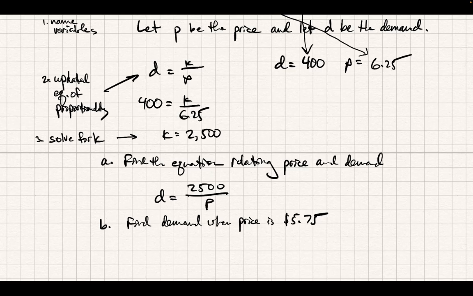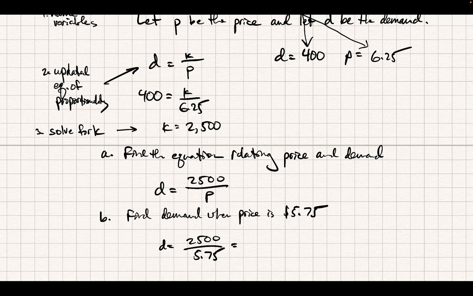Okay. How do I find the demand when the price is 575? Just plug it in and then divide. D equals K over P. P equals 2,500 over 575. So what's the demand? 434.78260887. Okay, 435 units. That's my answer.